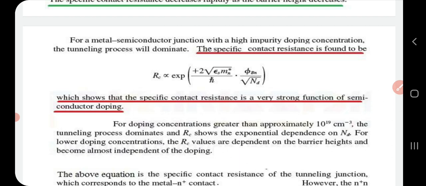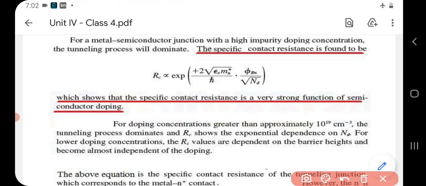Now for a metal semiconductor junction with high impurity doping concentration, the tunneling process will dominate. That is, the crossing across the barrier will take place frequently. In such cases, the expression for specific contact resistance is like this. This means that specific contact resistance is a very strong function of semiconductor doping. So we have seen the expression for specific contact resistance in almost three cases, in the case of heavy doping, when high impurity concentration increases, etc.